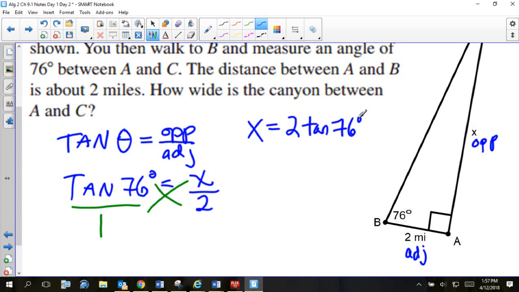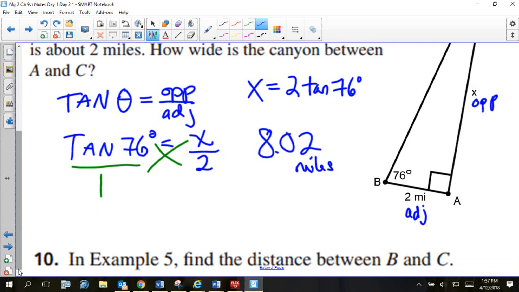All right, Reed, tell me what you got. 8.02. And then since this is a real life question, we're going to have some units when we're done. 8.02 what? Miles. So there's no way we're measuring across an 8.02 mile canyon with a measuring tape. So trigonometry is used a lot in real life for things that we can't actually do by hand.